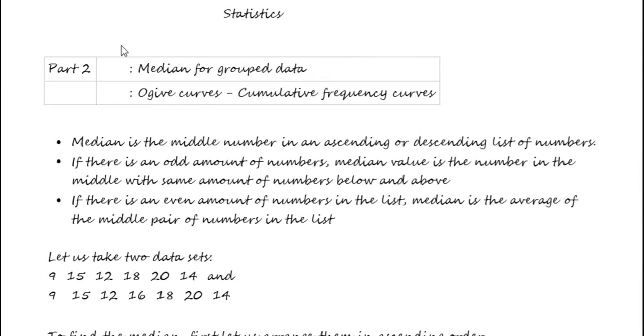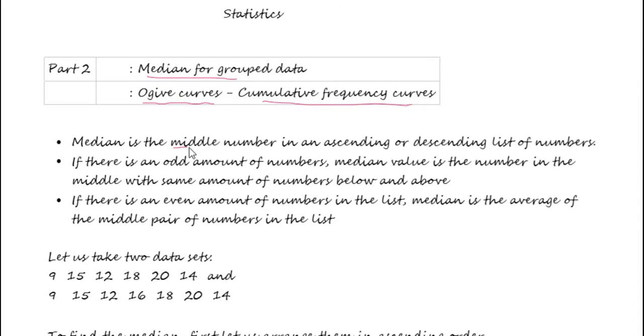Statistics. This is the second module under this chapter, statistics. In this module, we are going to cover median for grouped data and ogive curves, which are nothing but cumulative frequency curves. What is median? What is the definition of median?